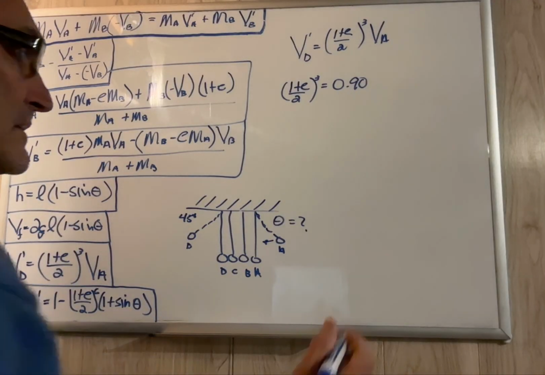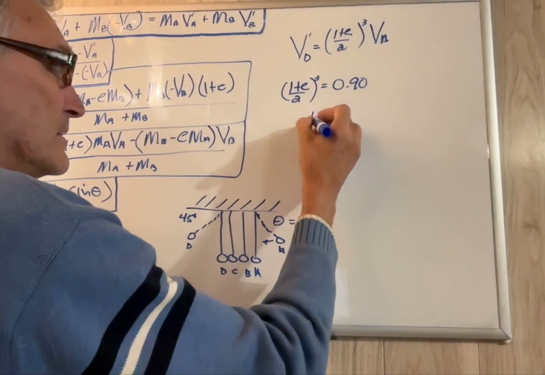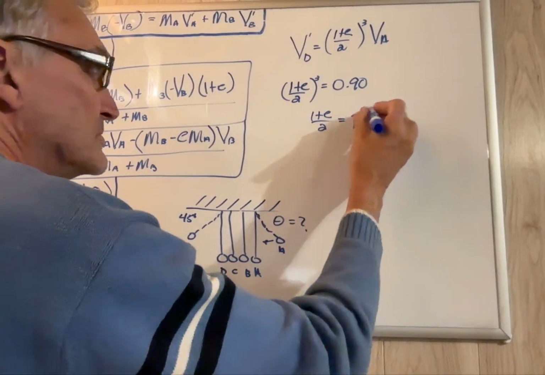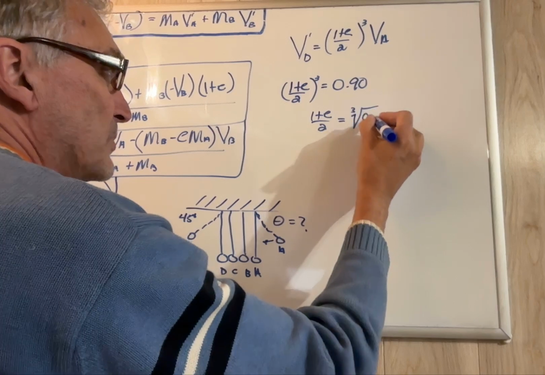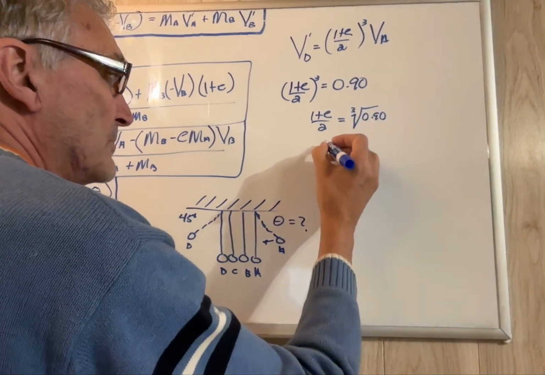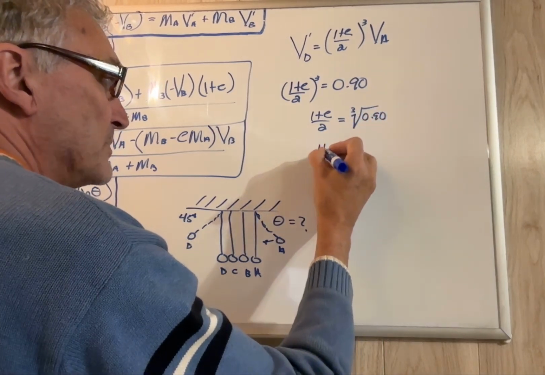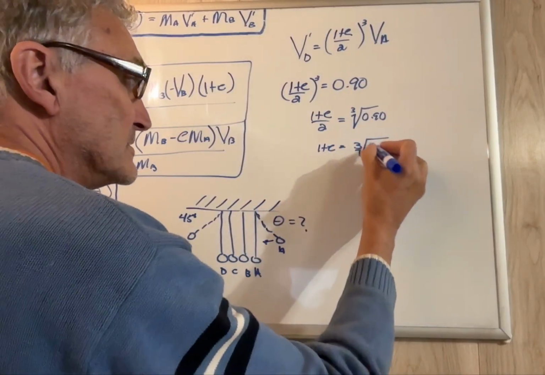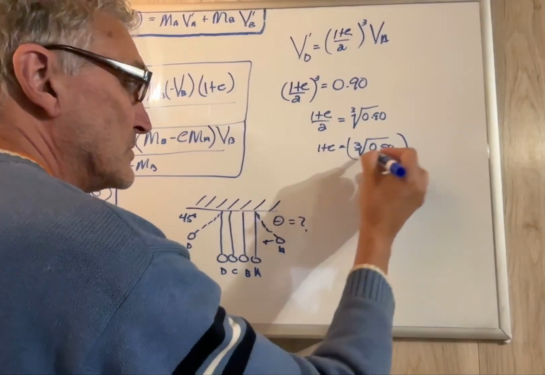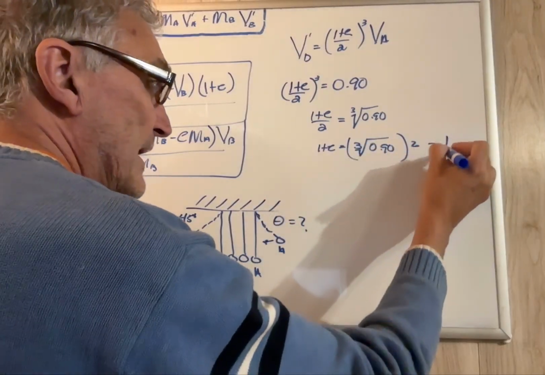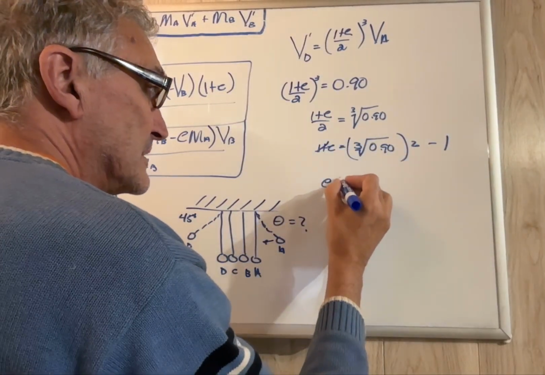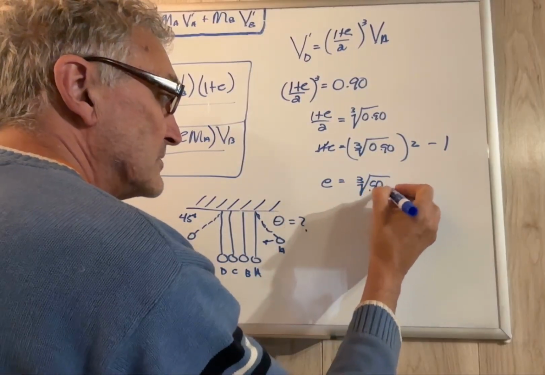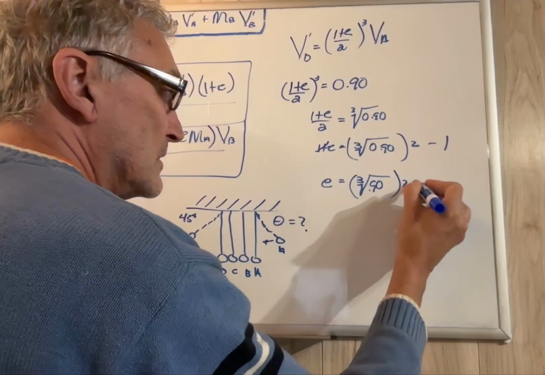So that would mean that 1 plus E divided by 2 would have to be equal to the cube root of 0.90. And then we multiply that times 2, so the 1 plus E is going to be equal to the cube root of 0.90 times 2, right? And then we're going to subtract 1. So the E basically becomes the cube root of 0.90 times 2 minus 1.